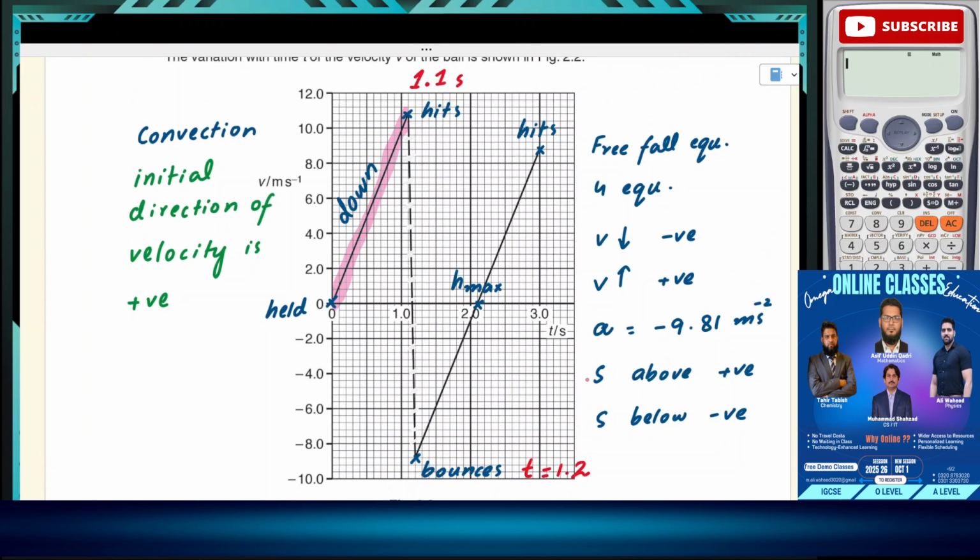How long does it take for the ball to change its shape, to compress and then expand again before it takes off from the ground? The answer is the difference of these two times. So the ball would take 0.1 second for all of that, which is known as the collision time.